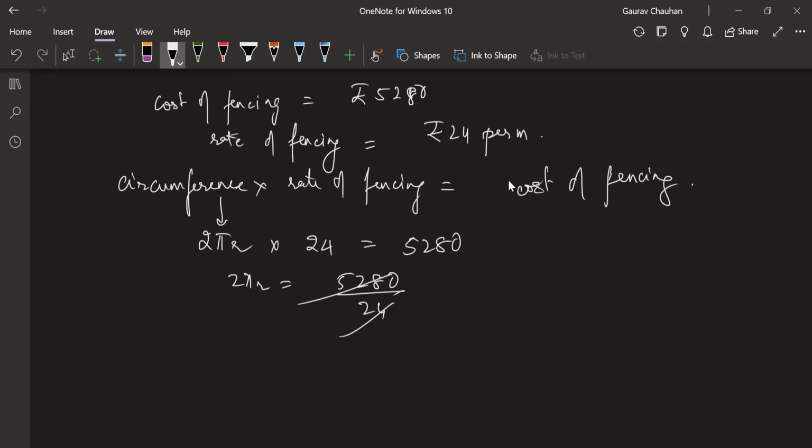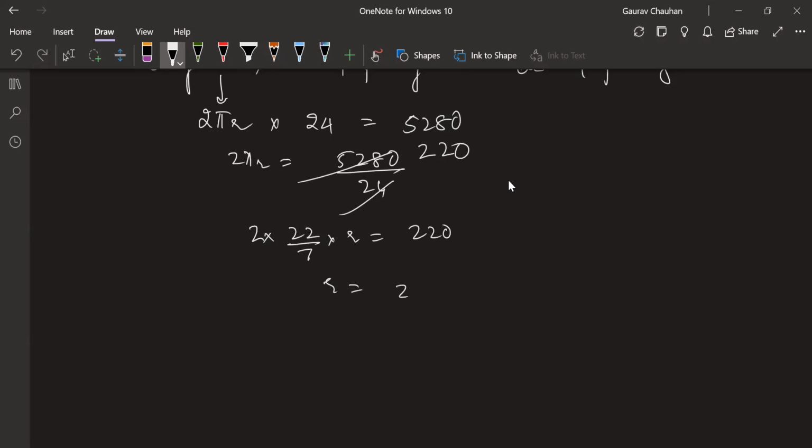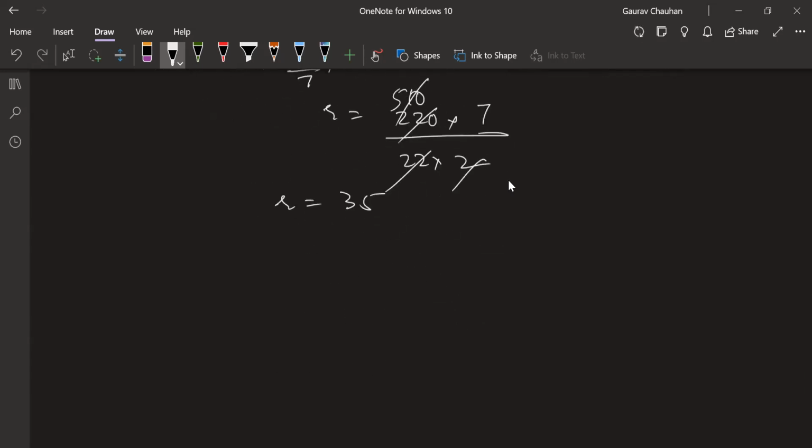24 directly. Where does it go? 5280 divided by 24 is 220. Okay, so I divided directly with 24. So you have 2 into 22 by 7 into r is equal to 220. r is equal to 220 into 7 by 22 into 2. Everyone okay with this? That gives me 10. This gives me 5. So r is equal to 35. Let's check that. Yeah, it's correct. Now I got r.